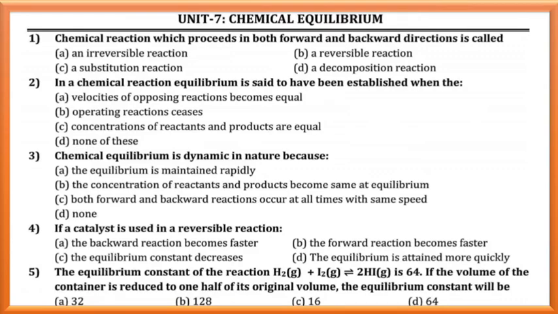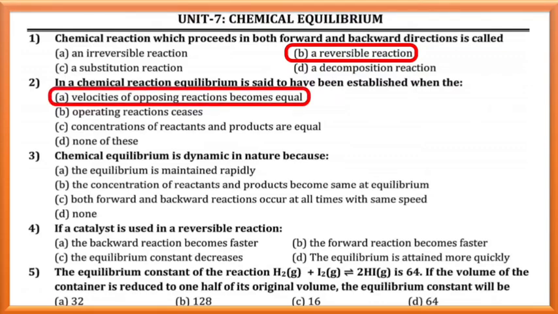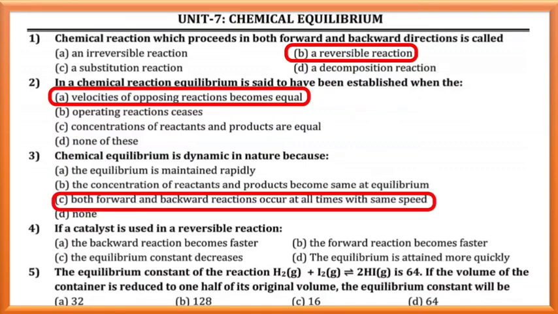Next chapter, chemical equilibrium. A chemical reaction which proceeds in both forward and backward directions is called reversible. Chemical reaction equilibrium is said to have been established when the velocities of opposing reactions become equal. Chemical equilibrium is dynamic in nature because after attaining equilibrium also, the forward and backward reactions occur at all times at the same speed. When a catalyst is used in a reversible reaction, the equilibrium is attained more quickly. The equilibrium constant of the reaction, they see there, will be 64.